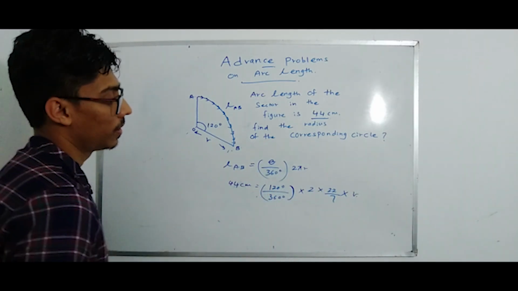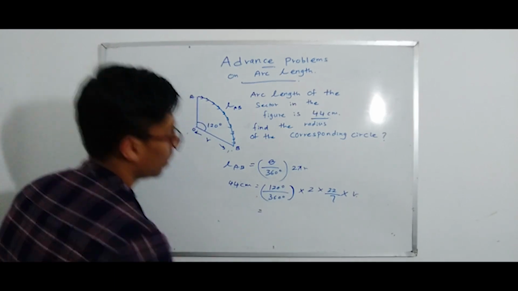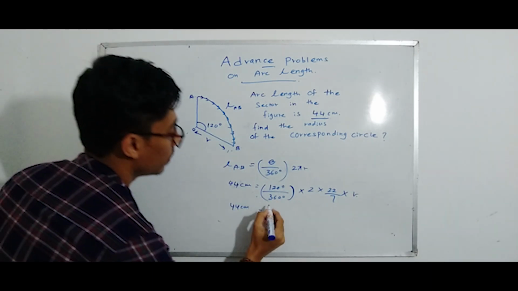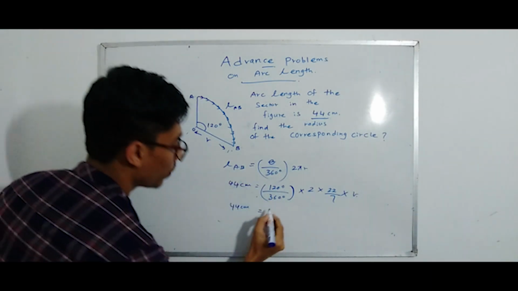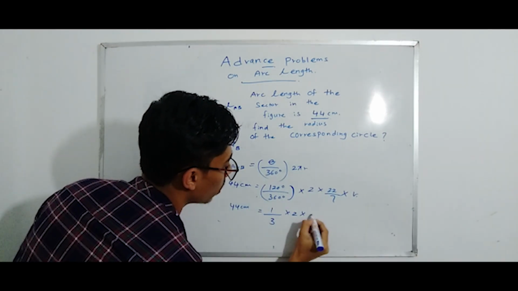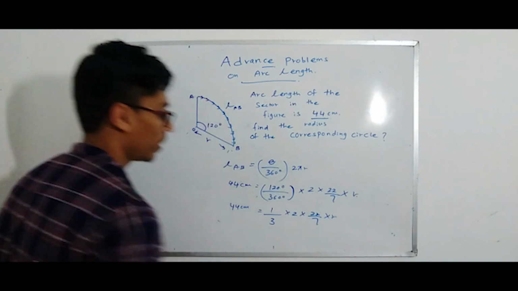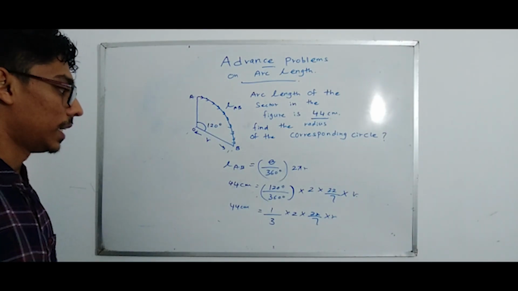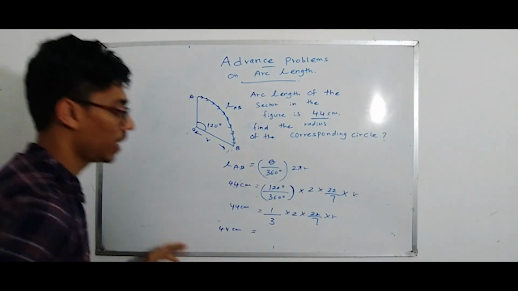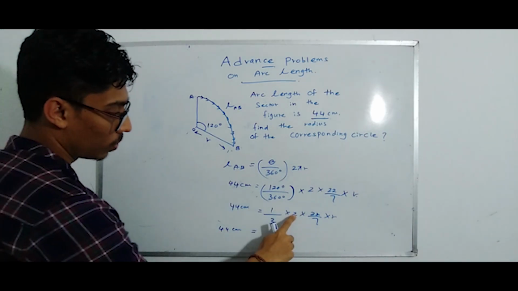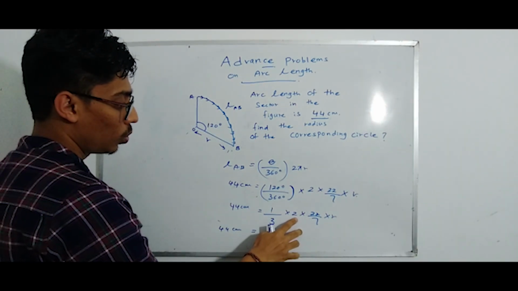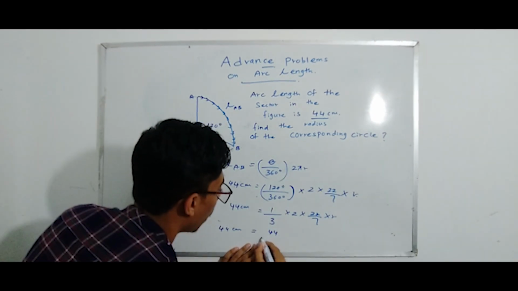So let me switch this. Or else I'll keep it like this. This is better. So 44 centimeters. You can divide 120 by 120, you take 1 here. You can divide 360 by 120, you take 3 here. 2 into 22 over 7 into R. And I can simplify this like this. I can put 44 centimeters here, and I can multiply 2 by 22 and by 1. So I get 44 here.